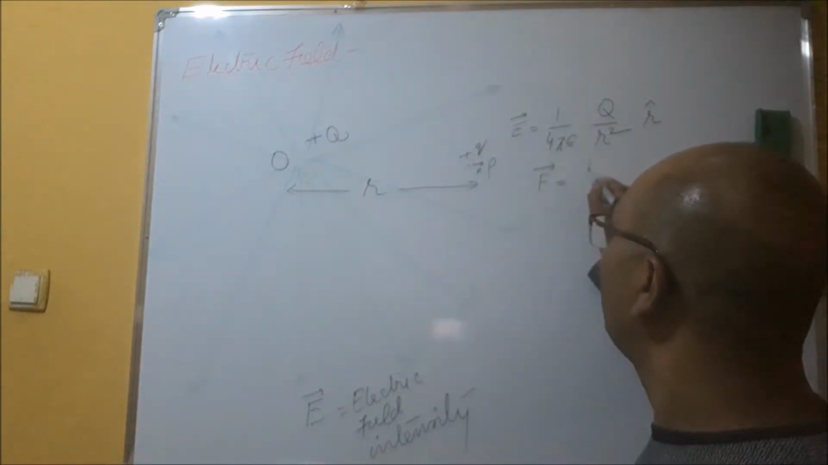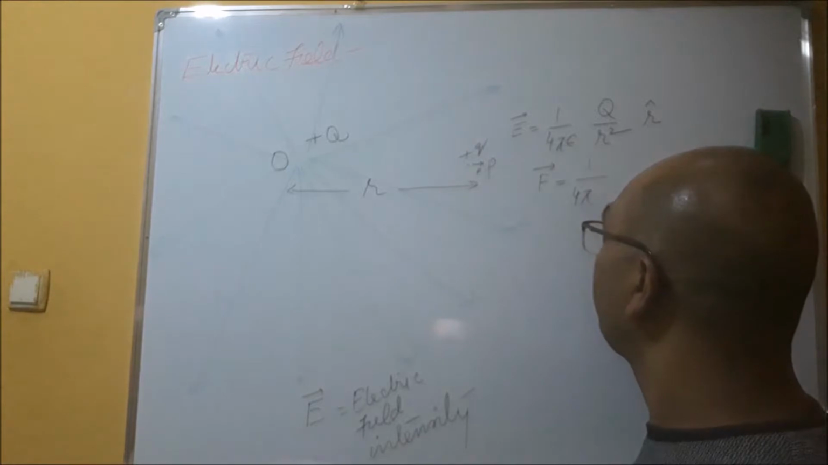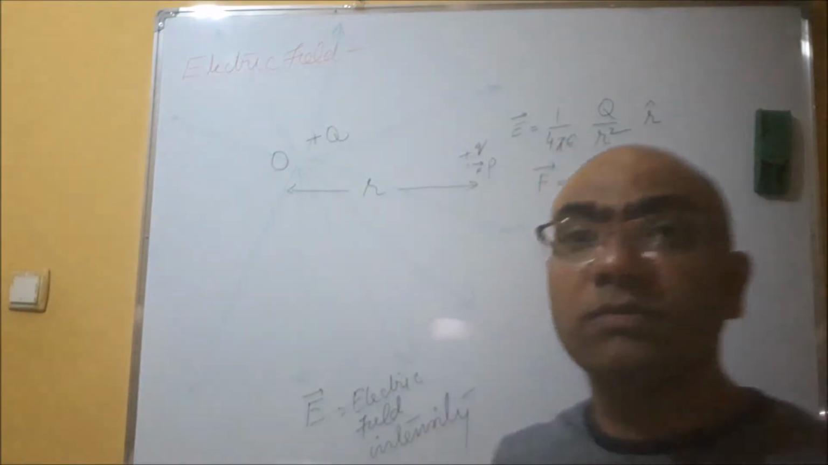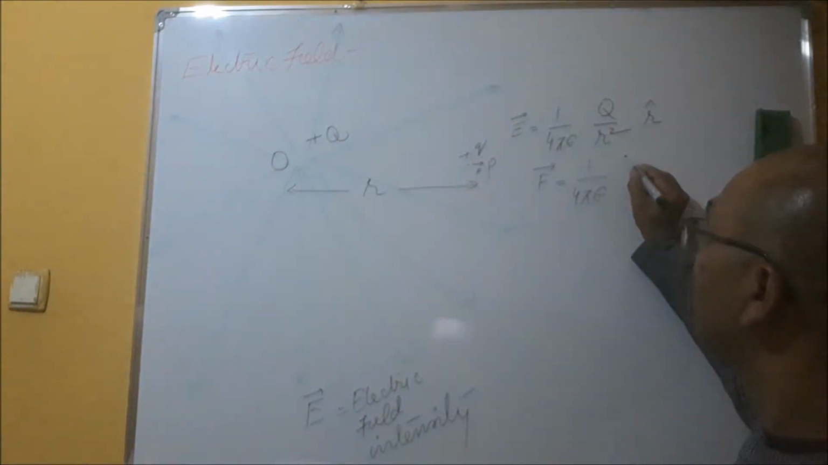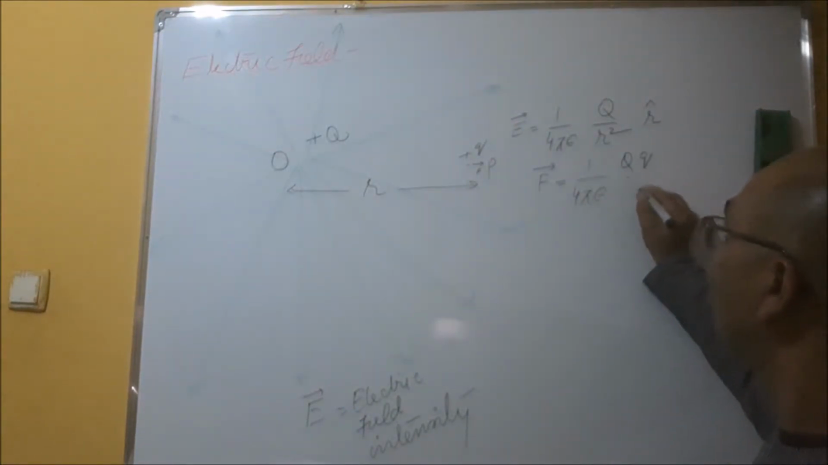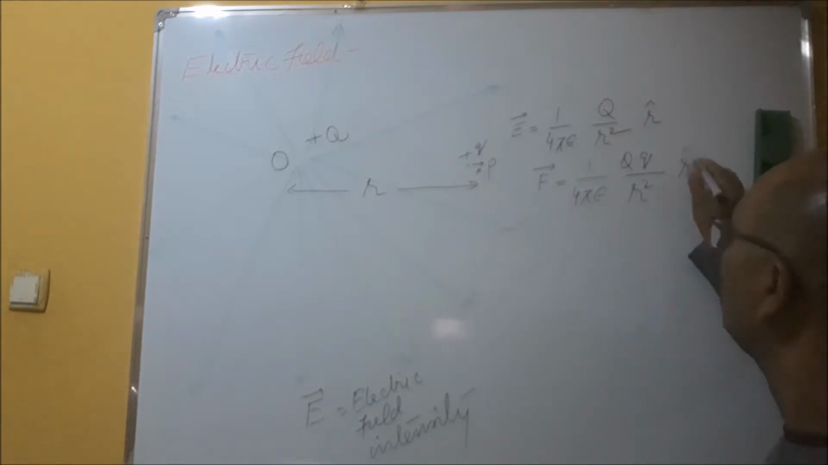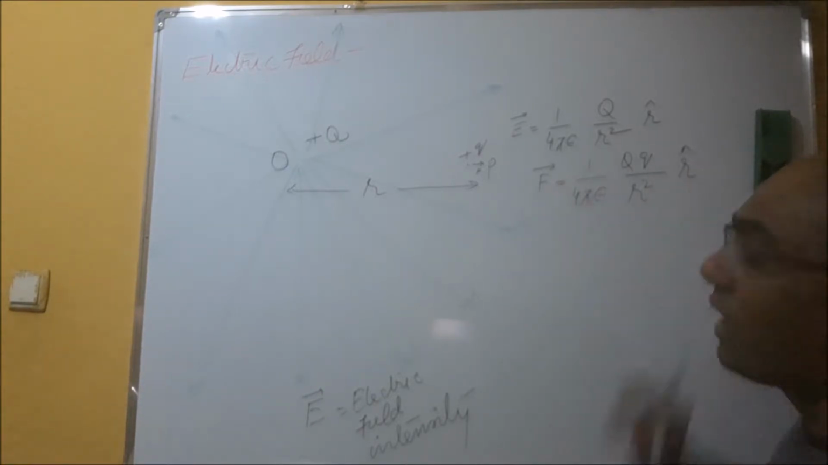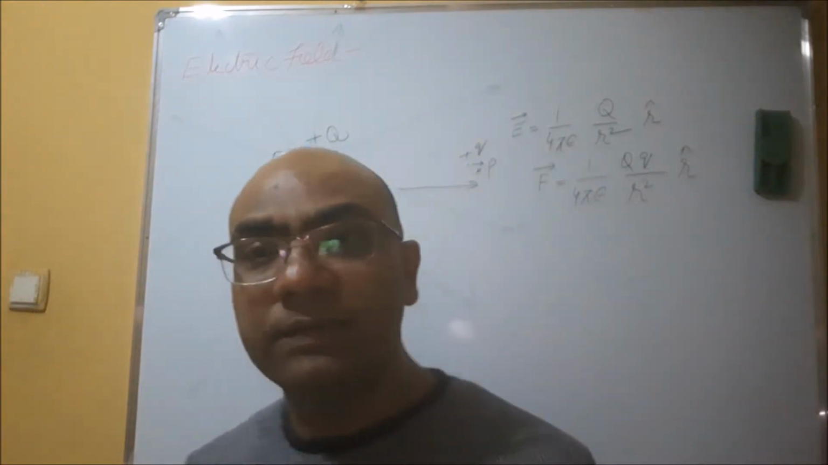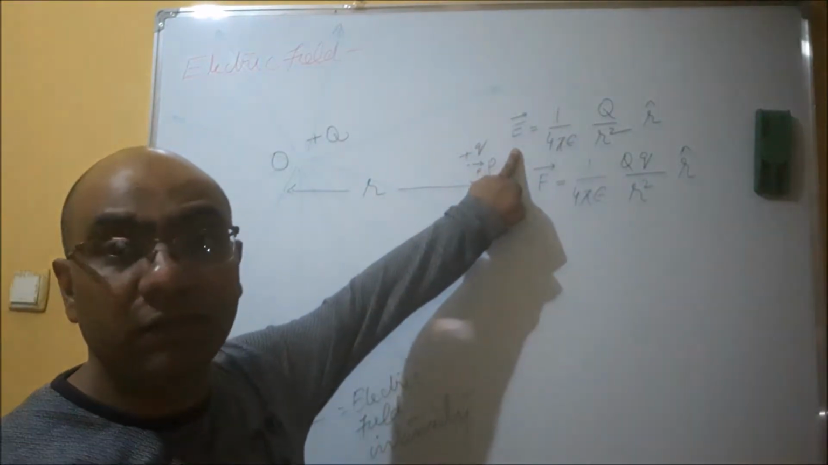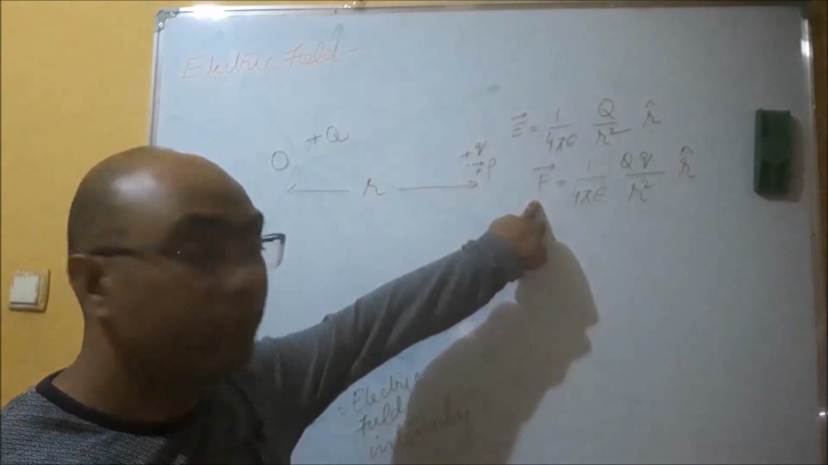This can be calculated by using Coulomb's law. And what is Coulomb's law? F equals 1 upon 4 pi epsilon, Q upon r square, and of course since this is a vector, r cap. Right? So we have two formulas, one for electric field intensity, one for the force.